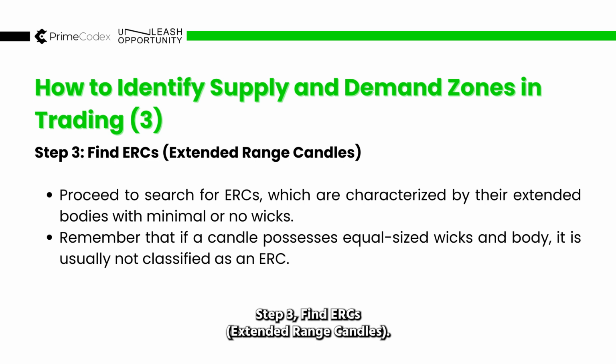Step 3. Find ERCs, extended range candles. Proceed to search for ERCs, which are characterized by their extended bodies with minimal or no wicks. Remember that if a candle possesses equal-sized wicks and body, it is usually not classified as an ERC.